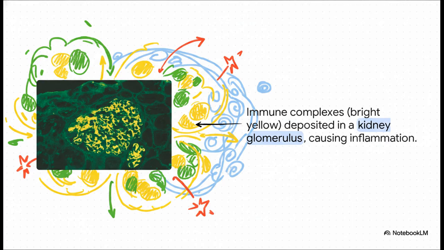Those bright yellow clusters, those are immune complexes that are literally stuck inside the glomerulus, which is the kidney's tiny filtering unit. Once they're stuck, they trigger a huge inflammatory response that damages the filter itself. This is exactly what we see in conditions like lupus nephritis.